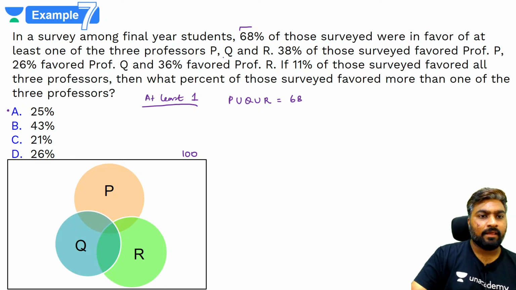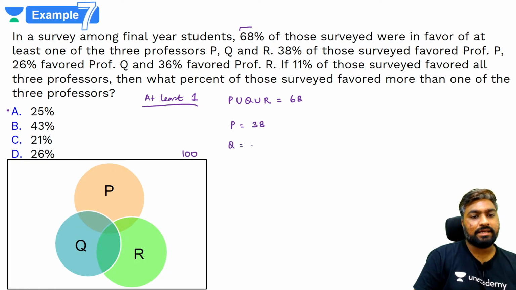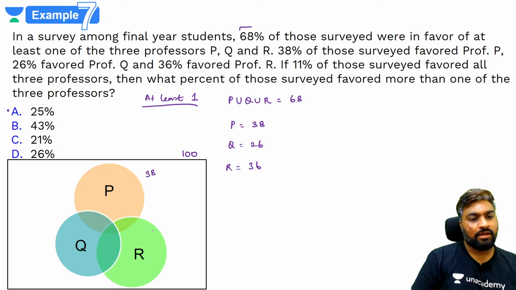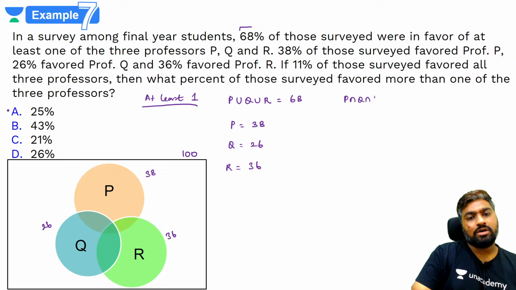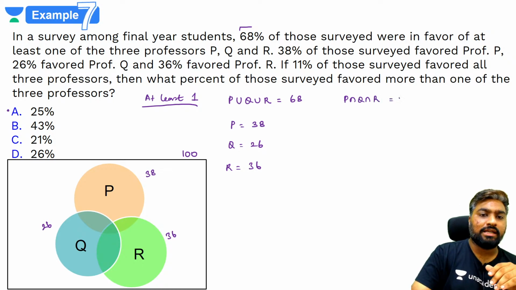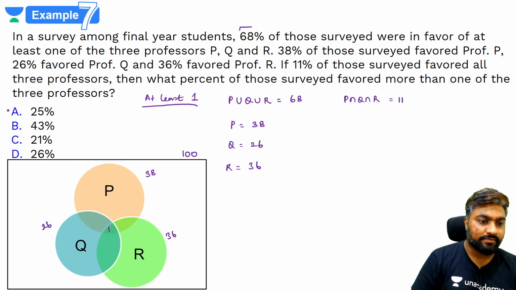Next, 38% of those surveyed favored Professor P. So people who favored Professor P are what? 38%. 26% favored Q and 36% favored R. So this is 38 P, 26 Q and 36 R. What else is given? If 11% of those surveyed favored all the 3 professors, P also, Q also, R also. P and Q and R are what? 11 people. This is 11.